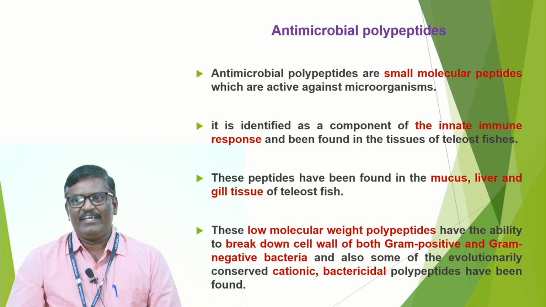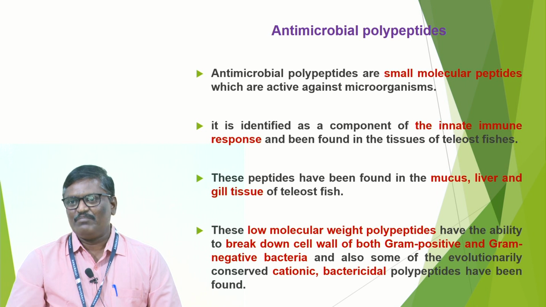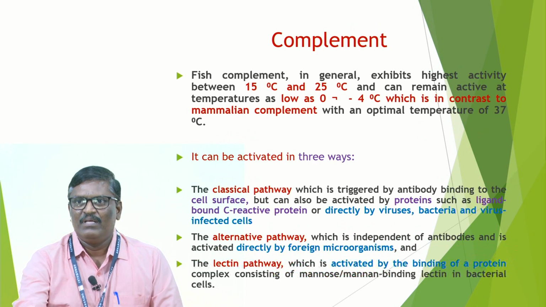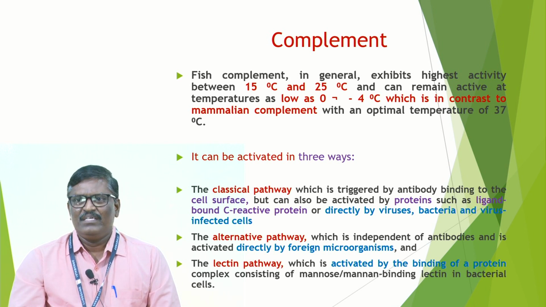These peptides have been found not only in tissues, but also in mucus, liver and gill tissues of teleost fishes. This molecule is a low molecular weight polypeptide that has the ability to break down the cell wall of both gram-positive and gram-negative bacteria, and some evolutionarily conserved cationic bacterial polypeptides have also been found. And next, the humoral defense component, you know, the complement system.